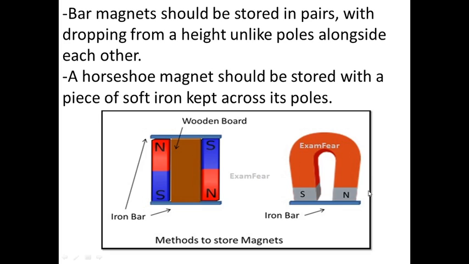Same with the horseshoe magnet. Not only bar magnets, not only horseshoe magnets, all magnets should be stored properly. So we have to protect the poles by keeping the iron bar at those poles. Okay, understood how to take care of the magnets.